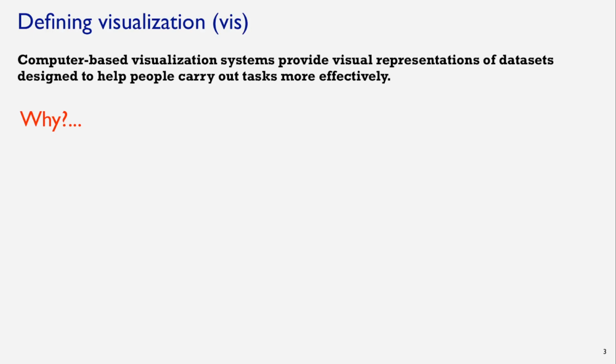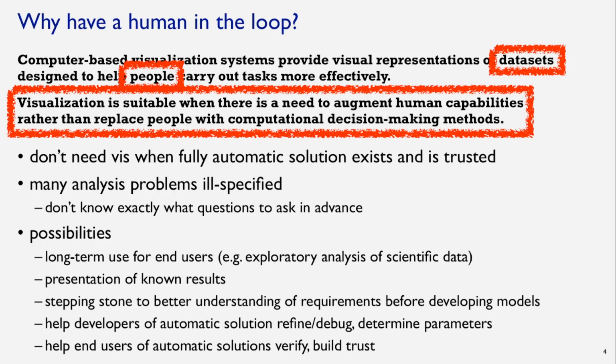According to Tamara Munzner in this book, computer-based visualization systems provide visual representations of data sets designed to help people carry out tasks more effectively than they would be able to without visual representations. Visualization is suitable when there is a need to augment human capabilities rather than replace people with computational decision-making methods. It's very human-oriented. So you don't need visualization when you have a fully automatic solution for doing some task.